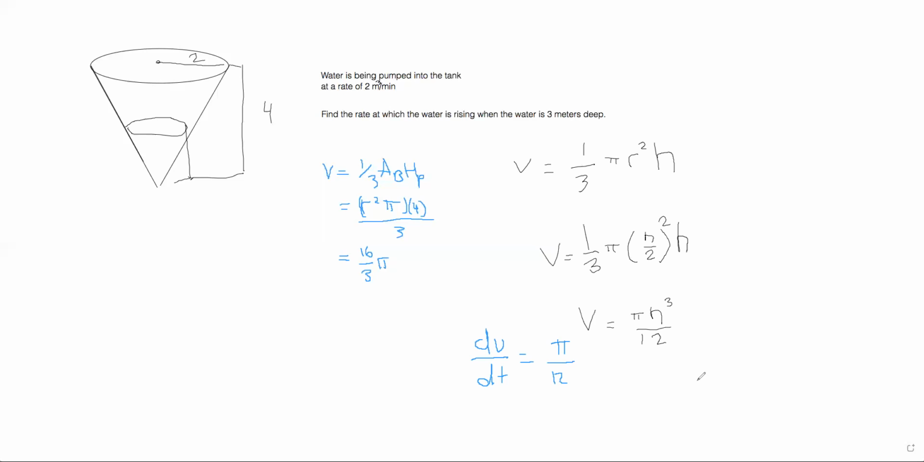Right. And since this is implicit, that means we're going to have to do the chain rule. So 3, now that simplifies. 3h squared times the derivative, so dh over dt. And this becomes 4.